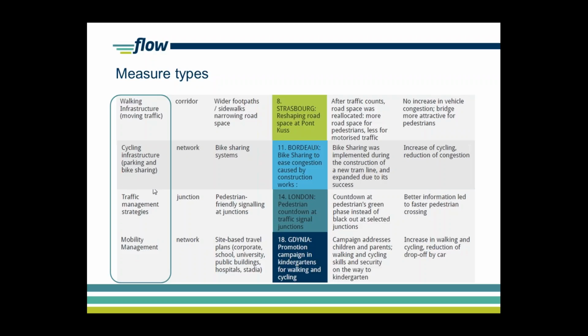We also have cycling infrastructure measures, so there's walking infrastructure for moving traffic, cycling for moving traffic. The same, we also have, as said, the traffic management strategies and mobility management. Infrastructure for non-moving traffic includes things like bicycle stands or benches and squares, for example, and traffic management, traffic signals, access restrictions, and mobility management, for example, campaigns that we looked at.